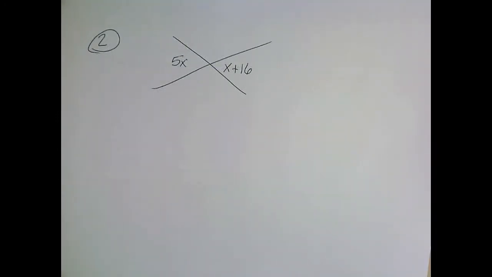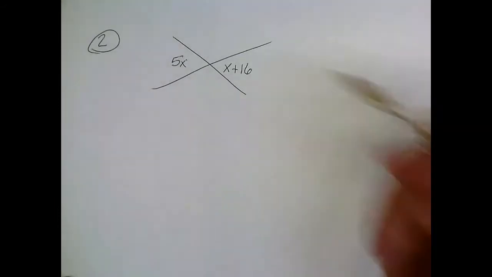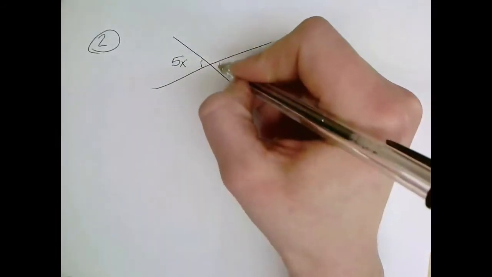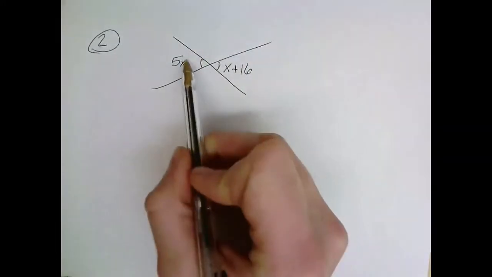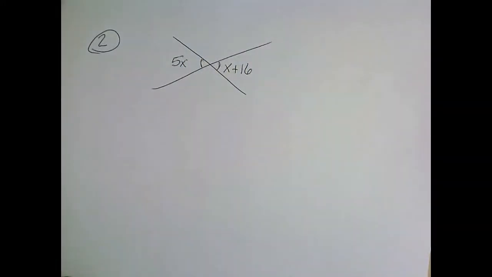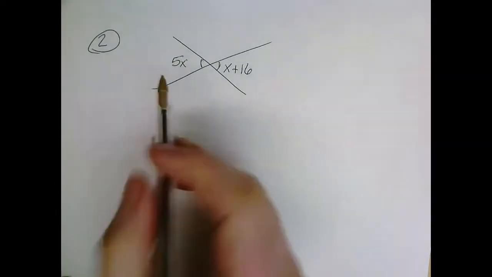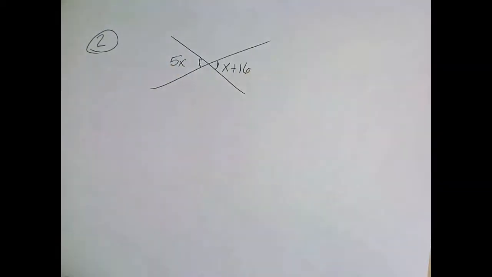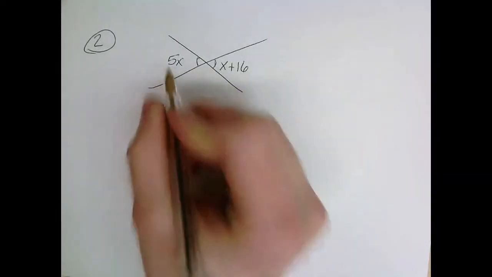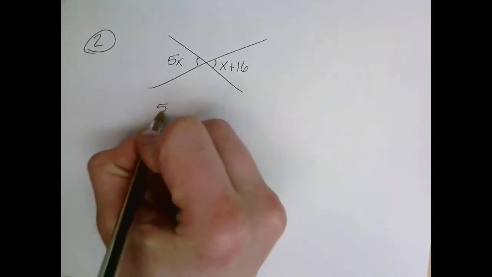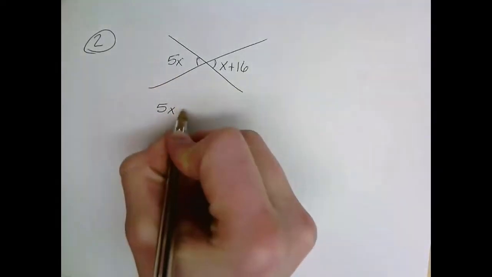In our second example, we have intersecting lines, which really means that we have vertical angles. So our labels are on our vertical angles here, which means that this angle and this angle need to end up measuring the same thing. And that means that we're going to set both of these labels equal to each other.